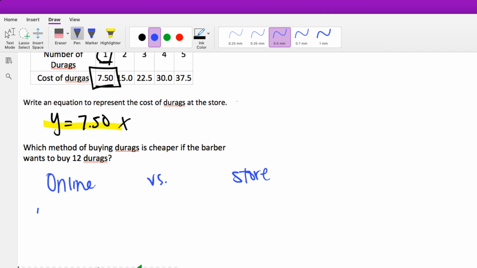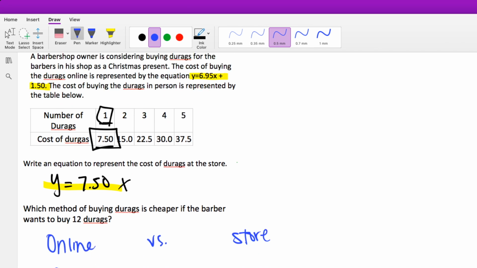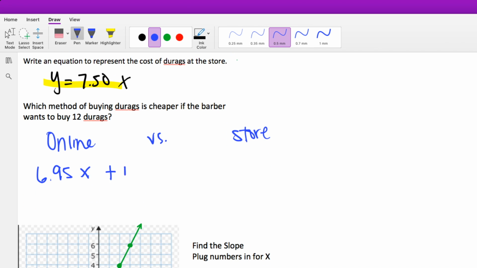It's 6.95x plus $1.50. And I'm going to change the color of this just because we have a lot of blue down here. And then the equation for the do-rags at the store is y equals 7.50x.